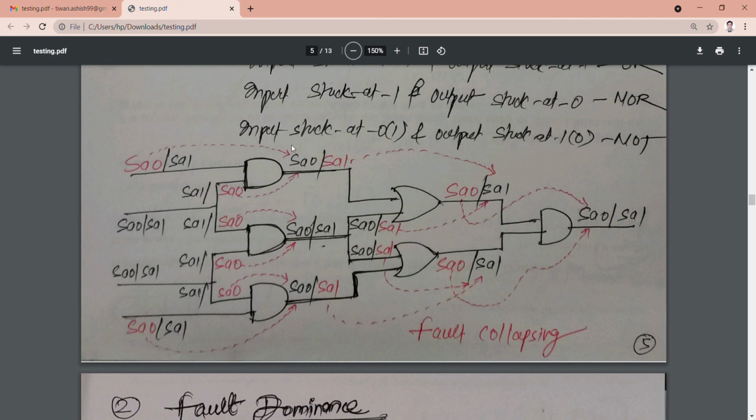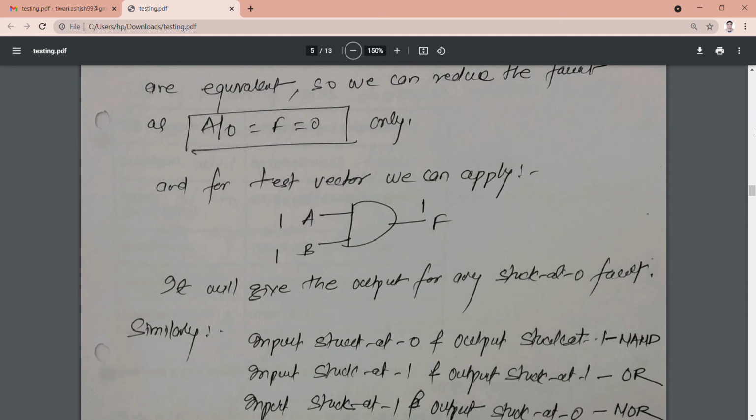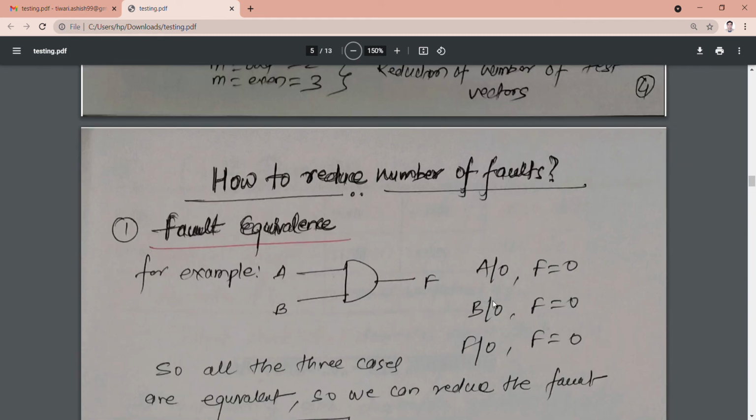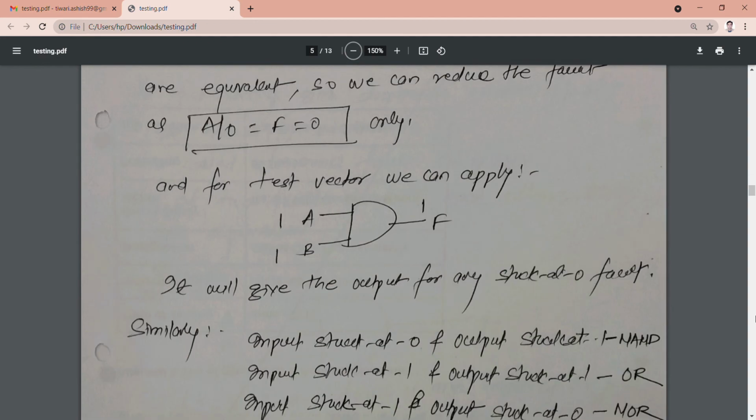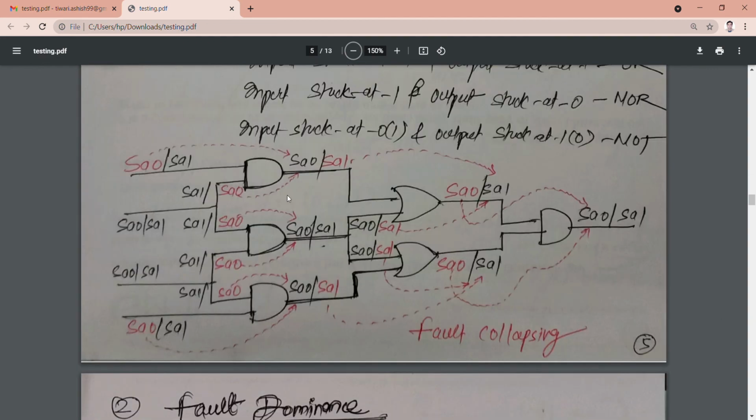So here you are seeing a larger circuit where three AND gates, two OR gates and another AND gate are connected. Now here, as I already told you, in case of the AND gate, there is SA0 at one input, SA0 at the other input, and SA0 at the output. Three stuck-at-zero faults. Just as we have seen over here, A is stuck at zero, B is stuck at zero, and F is stuck at zero. F is the output. So all these three faults are equivalent.